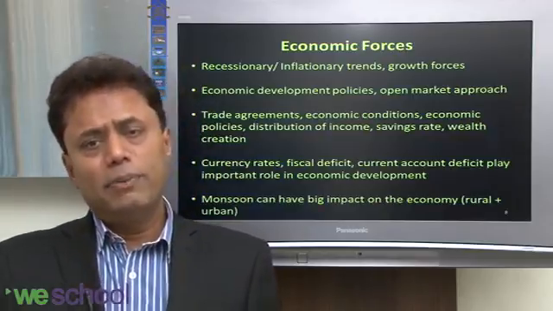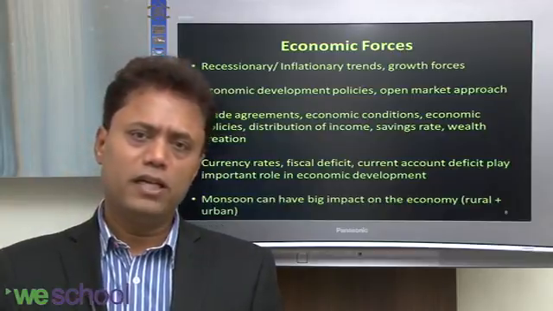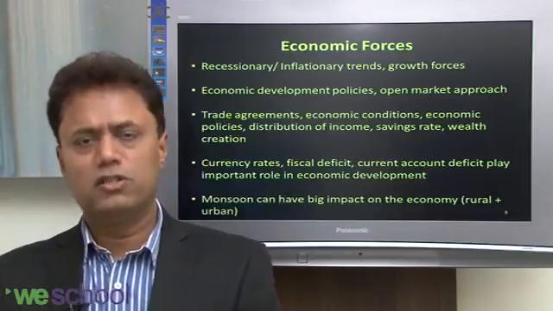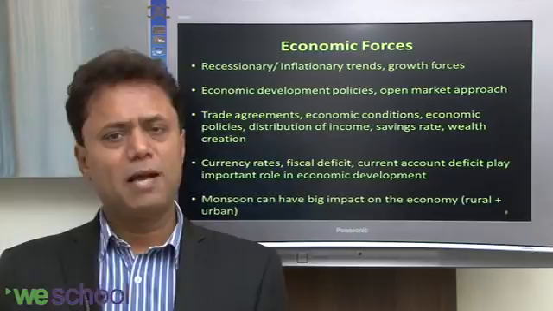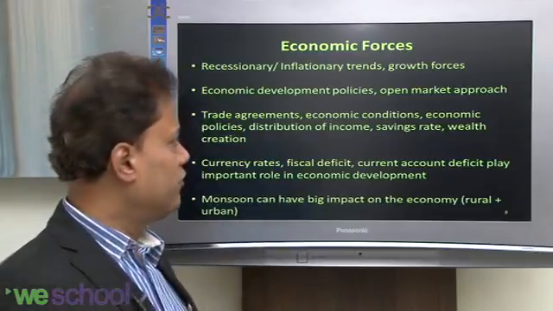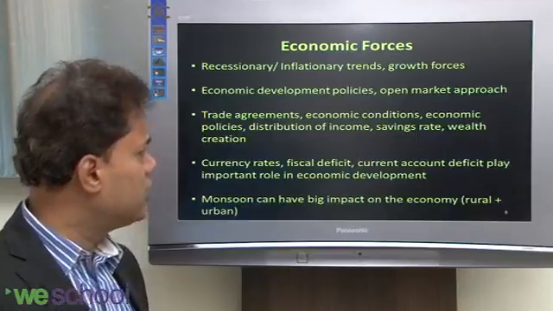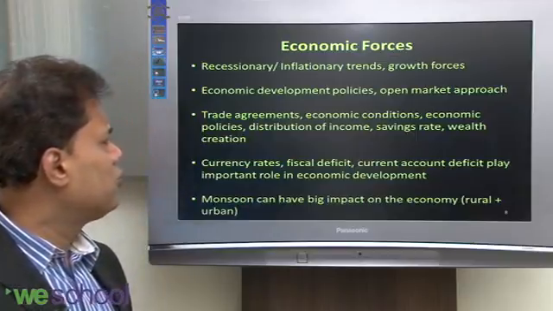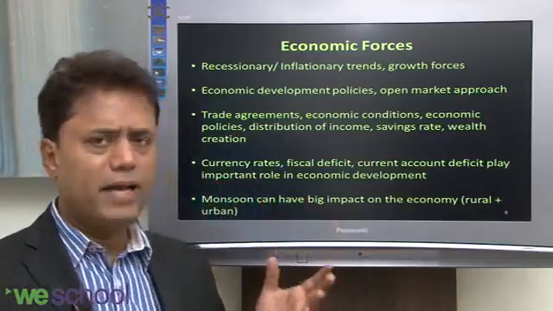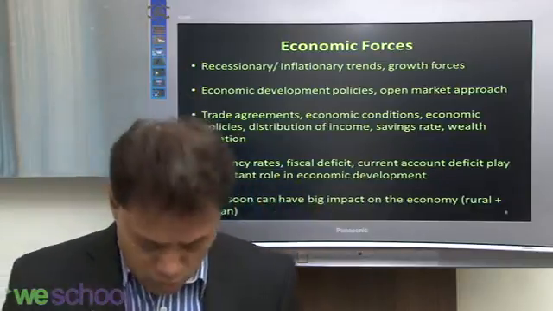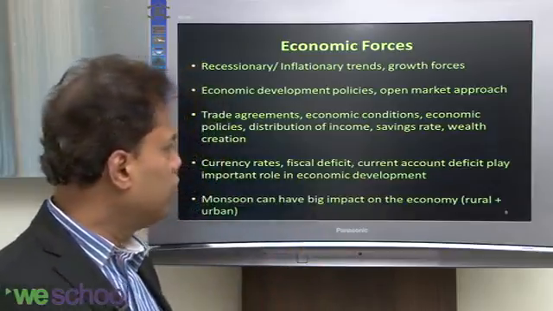Then depending on which part of the curve you are in, inflation or deflation or stagflation, the monetary policy changes can happen accordingly. We'll talk about that. There are different scenarios. We'll talk about trade agreements, economic conditions, economic policies, distribution of income, savings rate, and wealth creation. Economic growth is going to impact these different factors. So you need to look at it.